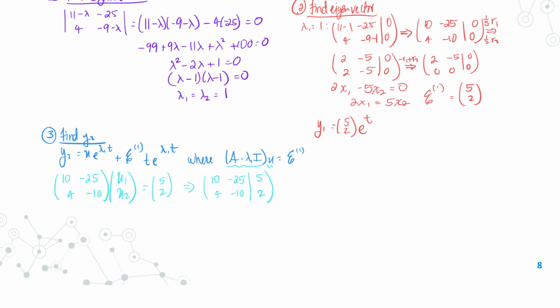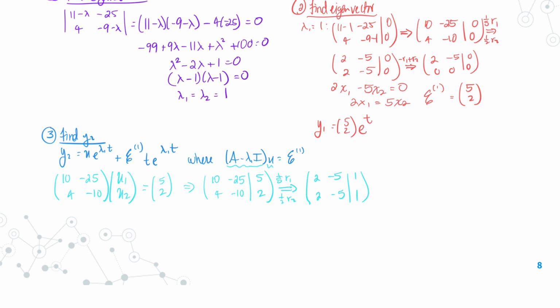So let's start with what we did before, which was 1/5 row 1 and 1/2 row 2. So we end up with 10 divided by 5 is 2, negative 25 divided by 5 is negative 5. Now here's where things are a little different. 5 divided by 5 is 1. And in our second row, we divide everything by 2, and now we have 2, we have negative 5, and we have 1.